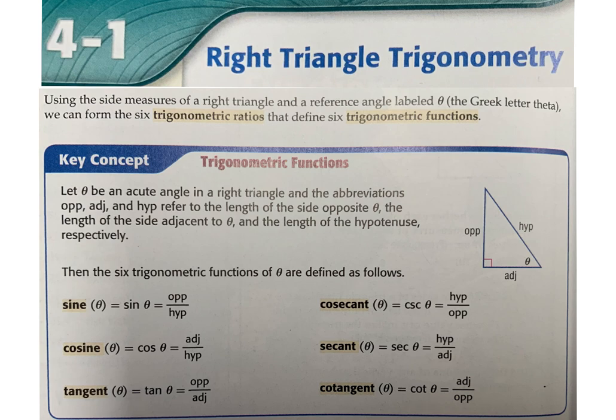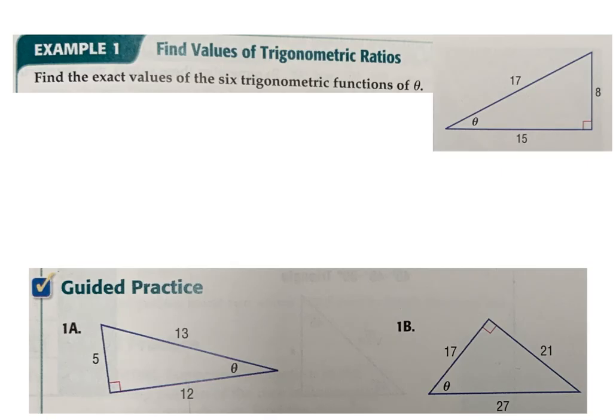All right? And hopefully you learned the little acronym. SOHCAHTOA. Right, so if you know the first 3, you can reciprocate them to get the second 3. Find the values. All right, they've already labeled theta for us.